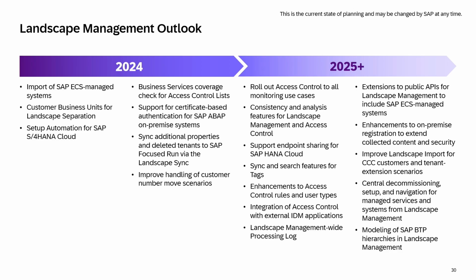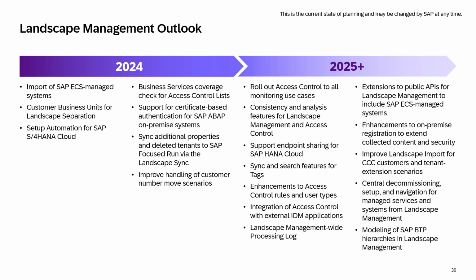Yeah, so here, a short outlook. As I said, we are working on the import of SAP ECS managed systems, RISE systems, private cloud systems managed by ECS, the customer business units, and the setup automation. As I said, we also want to improve the transparency a little bit and add several checks into access control. We're also working currently on the support for certificate-based authentication for SAP ABAP on-premise and private cloud systems. No, actually, yeah, on-premise.